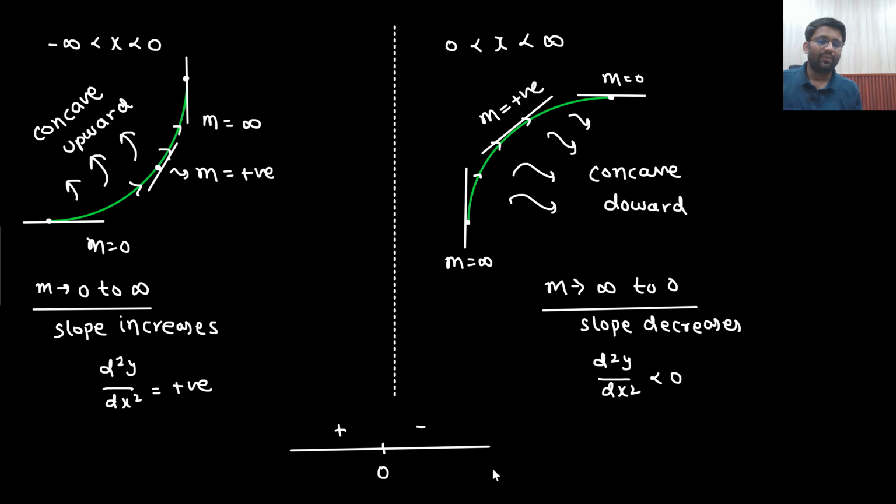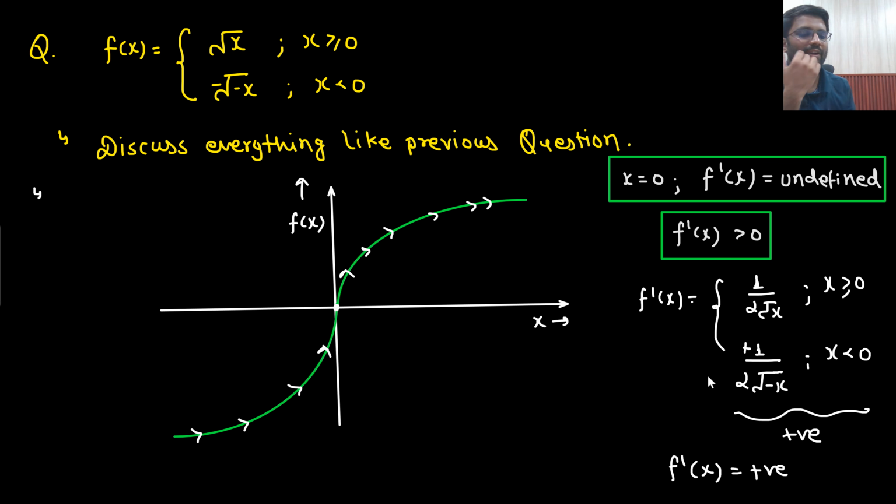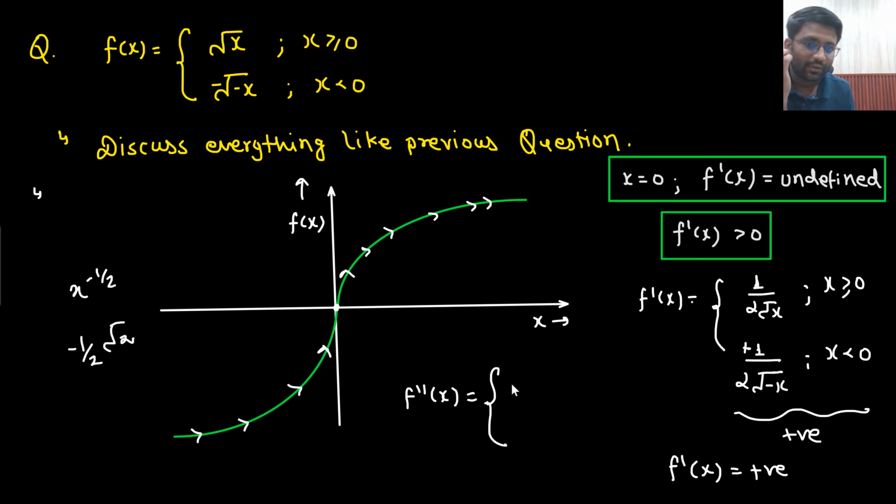Right? Positive, negative. And you can find out d2y by dx2 on your own, and you can see that at x equals to 0, the scenarios will change. Okay? But you are having this expression, no? Can you find out f double dash x? Very easily, sir. Can you do the differentiation? 1 by 2, this is x to the power minus 1 by 2. What will be the differentiation? Minus 1 by 2 under root x. So it will become minus 1 by 4 under root x.